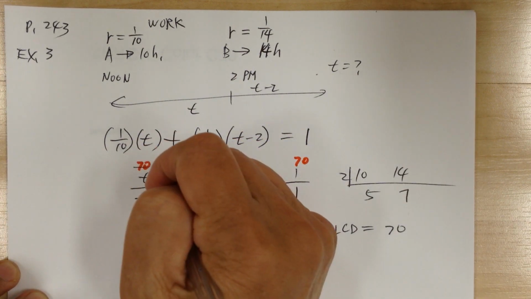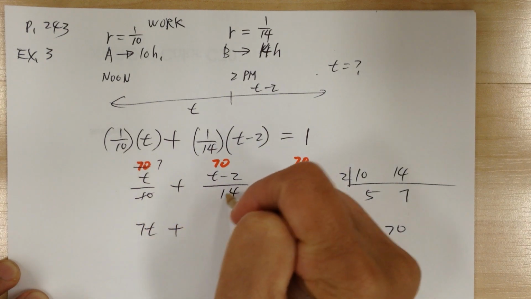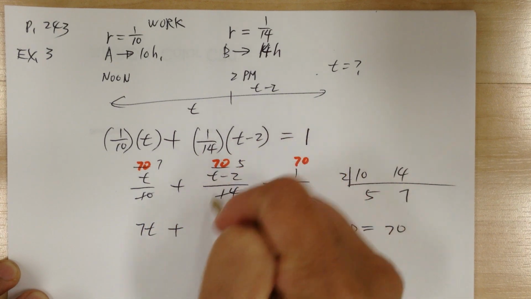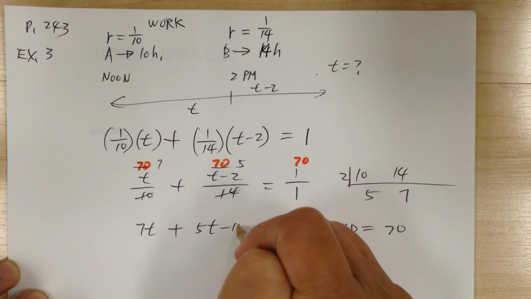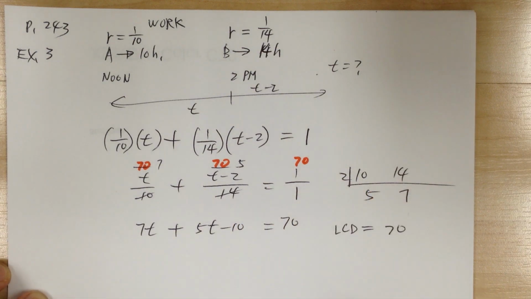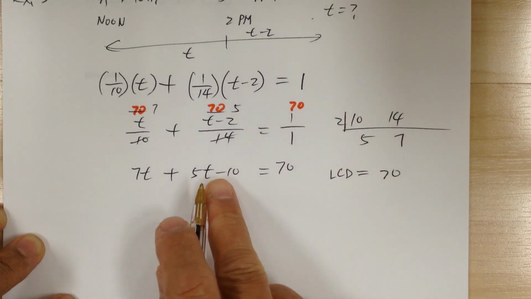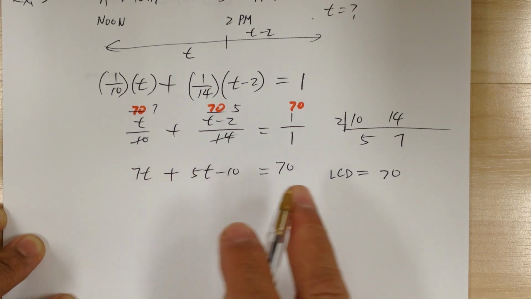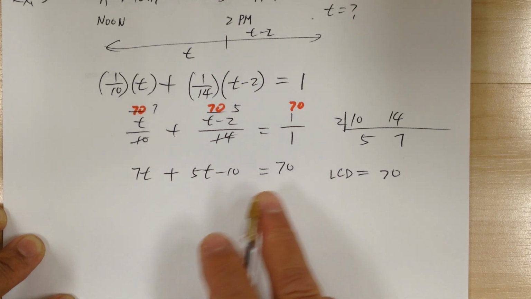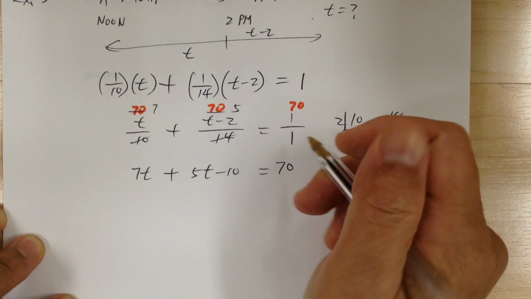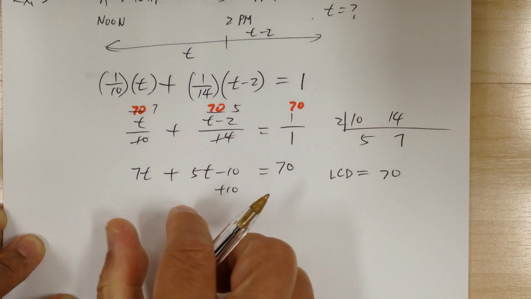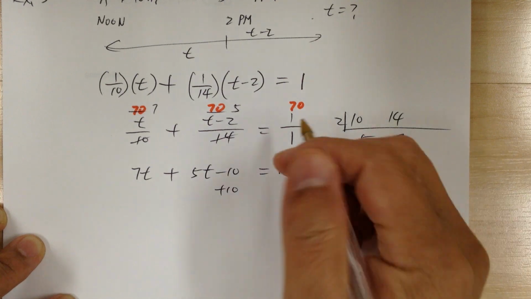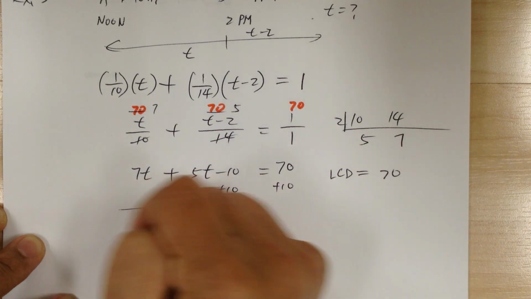So this cancels, you get 7t. This cancels, so you get 5. So you get 5t minus 10 equal to 70. Okay, since there's no square, we don't make it equal to 0. If there's a square, you have to make it equal to 0 to factor. So this one you don't have to factor, you just add 10. You want to keep the variable on the left-hand side, and move the number to the other side.